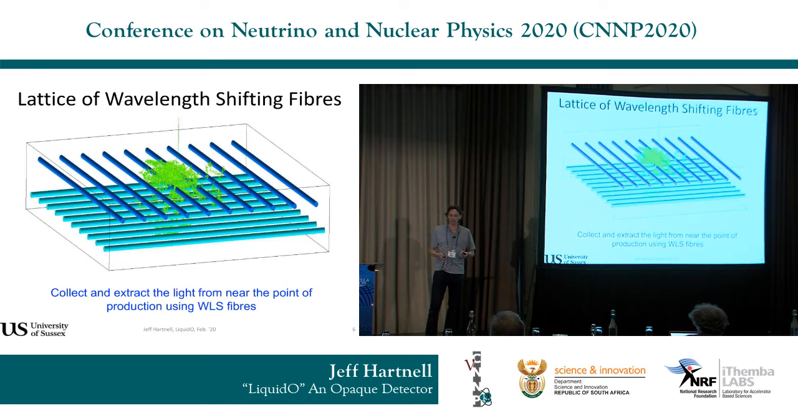We use a lattice of wavelength shifting fibers. This shows a simple geometry with fibers in two different directions, so it gives you position information. And these green lines just represent a simulated random walk of the photons. So the photons bounce around until they get absorbed by a fiber, and then they get re-emitted isotropically, and the photons that are going along the length of the fiber then run along, and you can read them out.